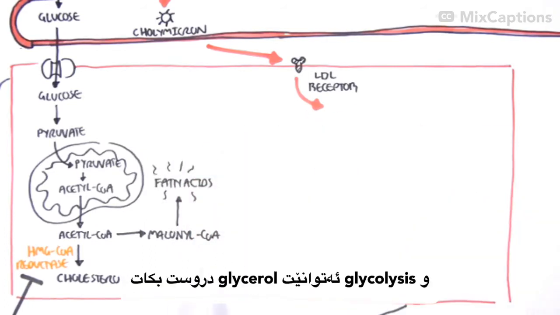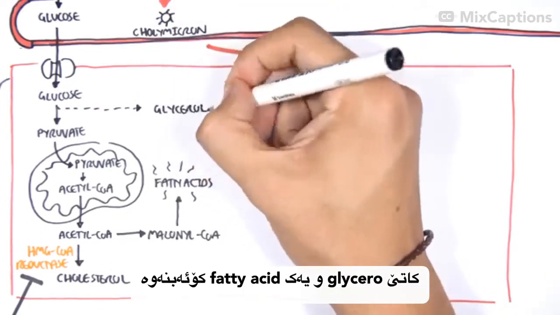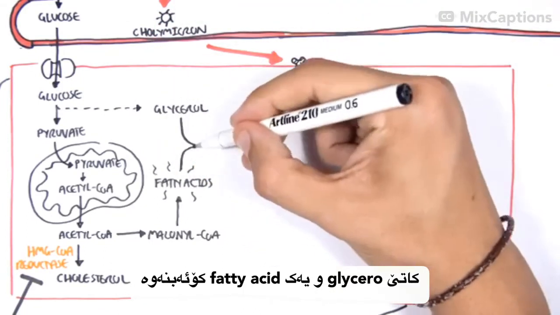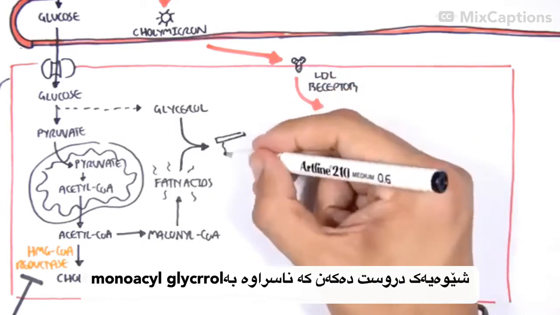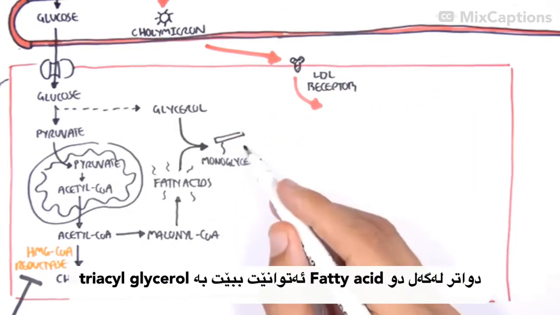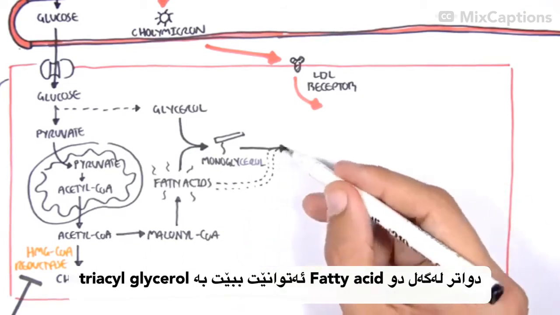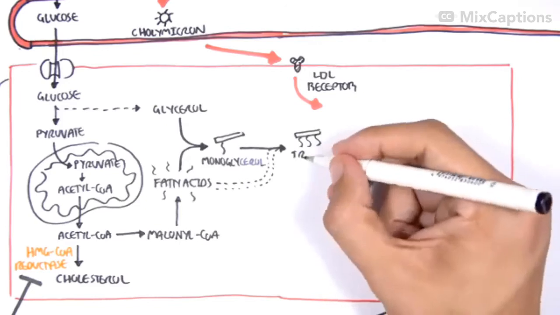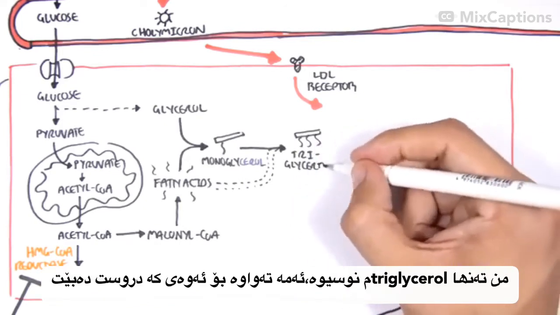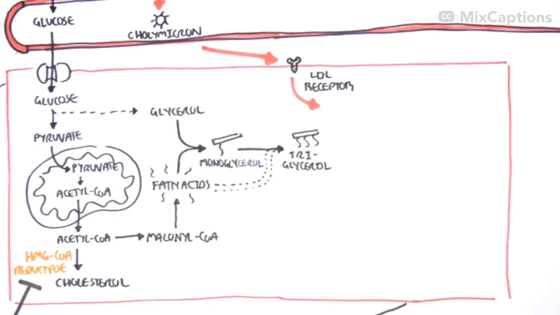Glycolysis can also synthesize glycerol. When glycerol and one fatty acid combine, they form what's known as monoacyl glycerol. Then, with another two fatty acids, it can form triacyl glycerol. I only wrote triglycerol to make it fit, but it's actually meant to be triacyl glycerol, also known as triglyceride.